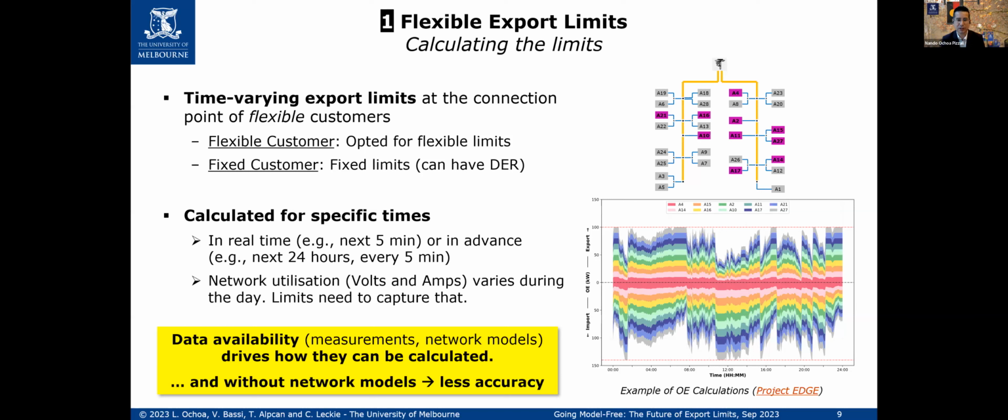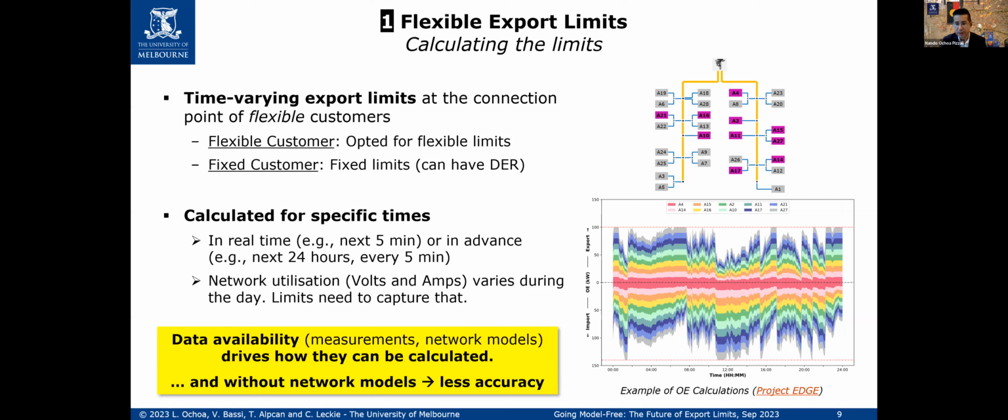And this depends not just on what people are going to export, your flexible customers, but also those that are not flexible. They are going to do something. So how you need to cater for them as well. It means that we really need a lot of data. And conventionally, we will think, well, we need a lot of measurements and network models.